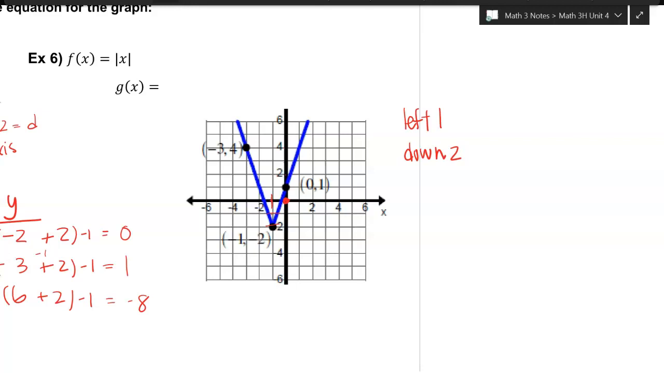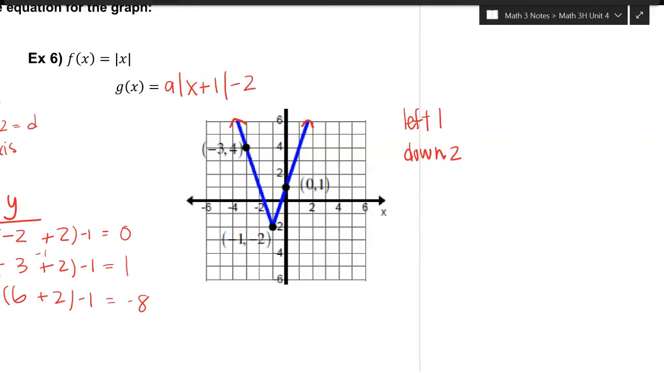It does look like we may be stretching or shrinking because it looks maybe a little bit different than our parent function should look. Because remember, our parent function is maybe a little bit wider than that graph. So we probably will be having to find our a value. But it is positive, it's pointing up and up, so we don't have a negative in front. So it should be our a, and left 1, so that's going to be plus 1, because remember we do the opposite for x's, and then down 2.